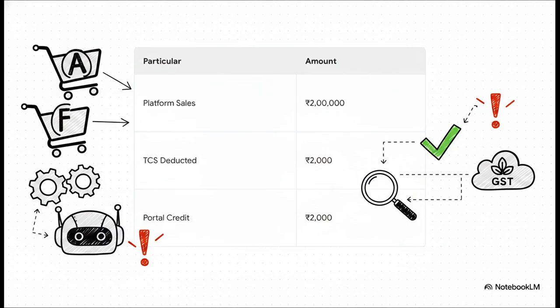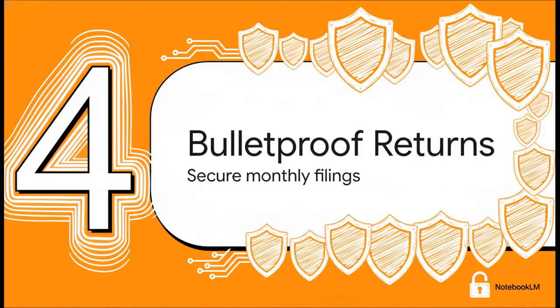Well, the AI automatically compares your 2 lakh rupees in platform sales against the 2,000 rupees TCS deducted by the platform. Then it checks it directly against the 2,000 rupees actually credited on the GST portal. And if there's even a single rupee out of place, the AI alerts you immediately. No surprises.